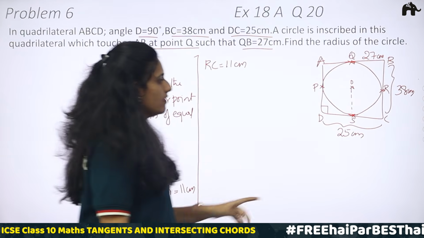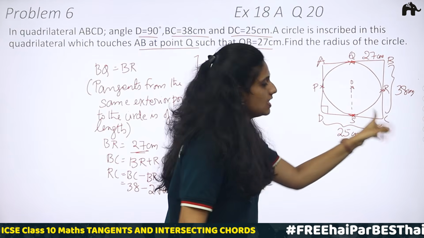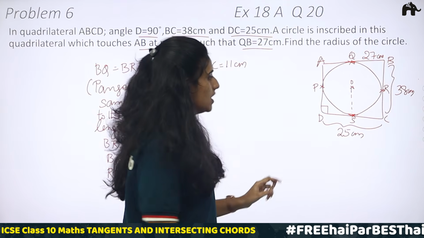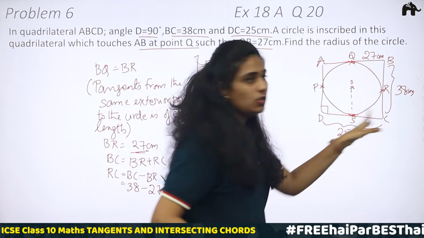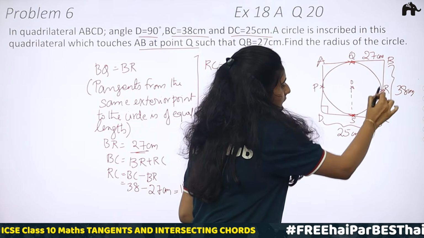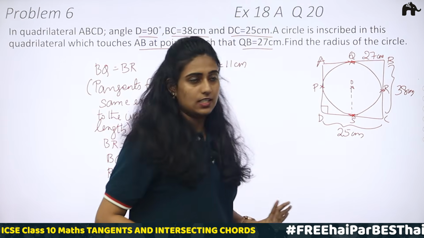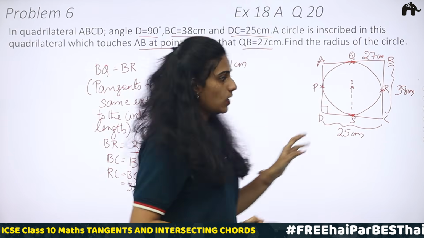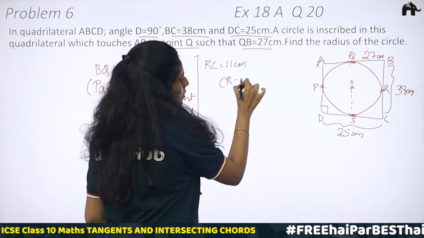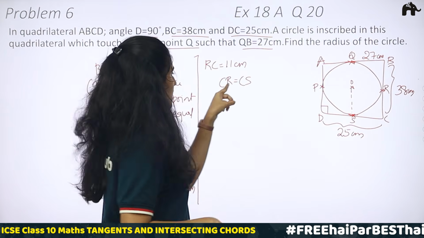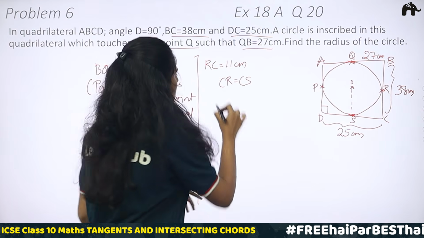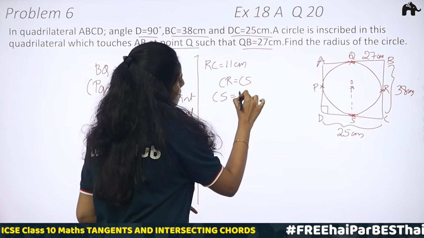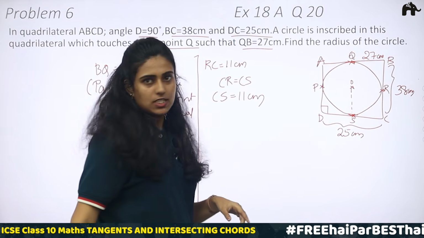If RC is 11 centimeters, then SC will also be equal to 11 centimeters. From this exterior point C, two tangents are drawn, CR and CS, to the circle. Therefore, the lengths of the tangents should be equal. CR will be equal to CS. CR is RC, RC is 11 centimeters. Therefore, CS is also equal to 11 centimeters.